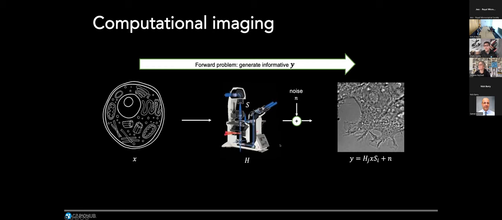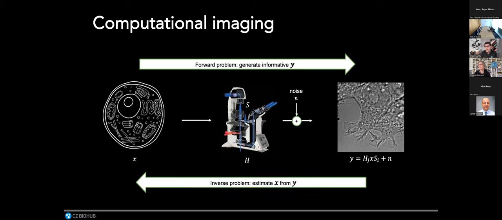And the forward problem is to generate an informative measurement that carries information about the quantity of interest with high fidelity. And the inverse problem is really to estimate the unknown from the measurements. And this whole loop of designing a measurement system can be called computational imaging.